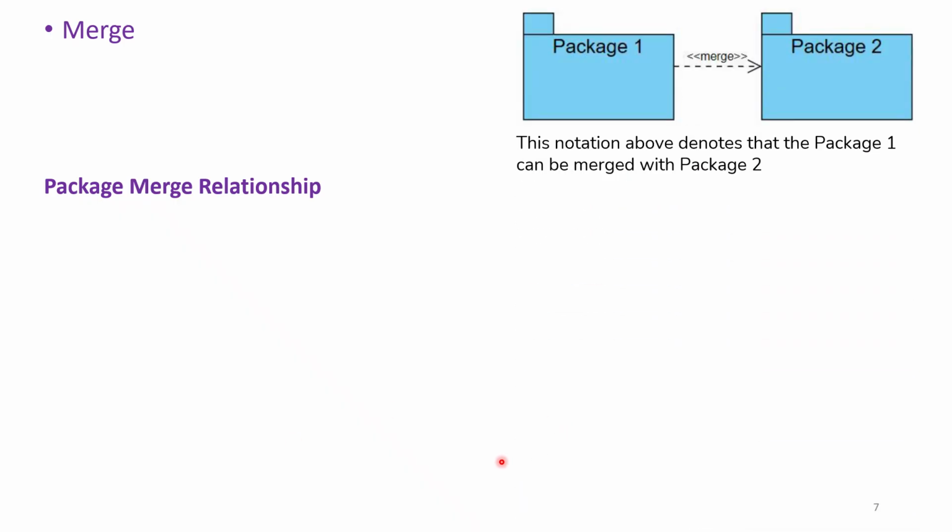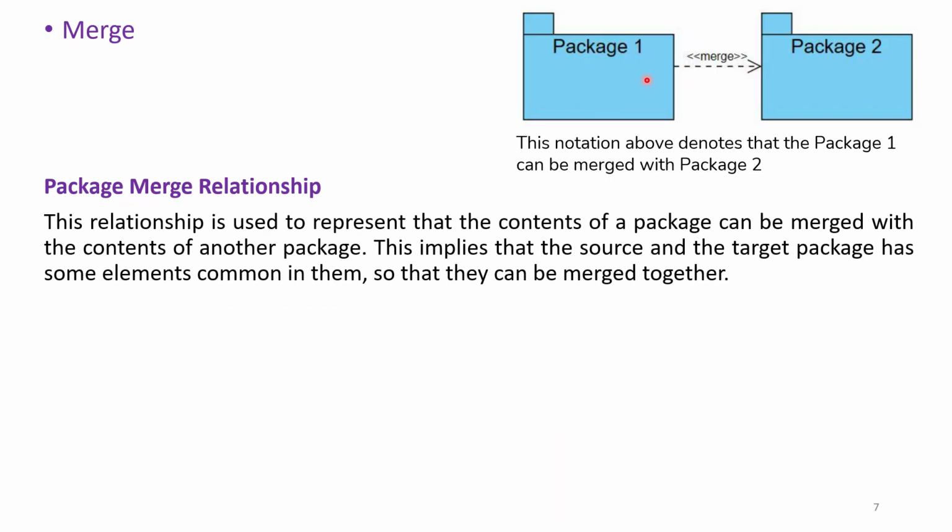So what do you mean by merge? As we said already, merging means the content of one package can be merged with the other. Multiple associations between the two packages are shown with the dashed arrow. Are we merging, showing a dependency, or accessing information that is publicly available from one package to another? So it's a package merge relationship. This relationship is used to represent that the content of the package can be merged with the content of the other.